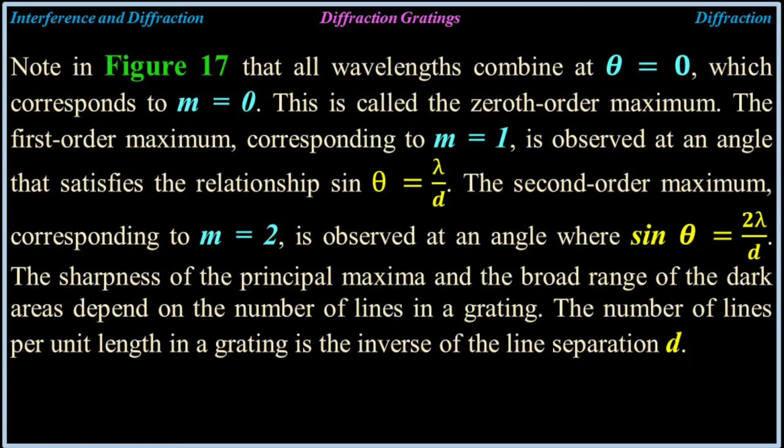The first order maximum, which corresponds to m equals 1, is observed at an angle that satisfies the relationship sine theta equals lambda over d. The second order maximum, which corresponds to m equals 2, is observed at an angle where sine theta equals 2 lambda over d. The sharpness of the principal maxima and the broad range of the dark areas depend on the number of lines in a grating. The number of lines per unit length in a grating is the inverse of the line separation d.